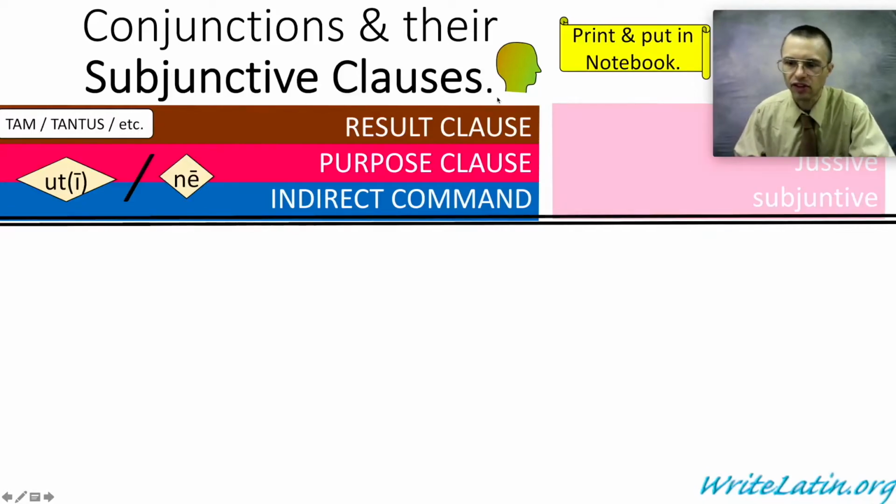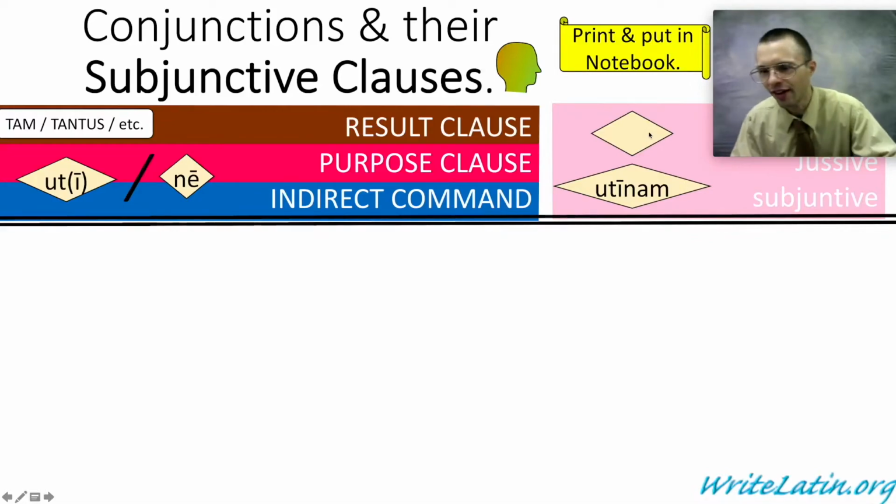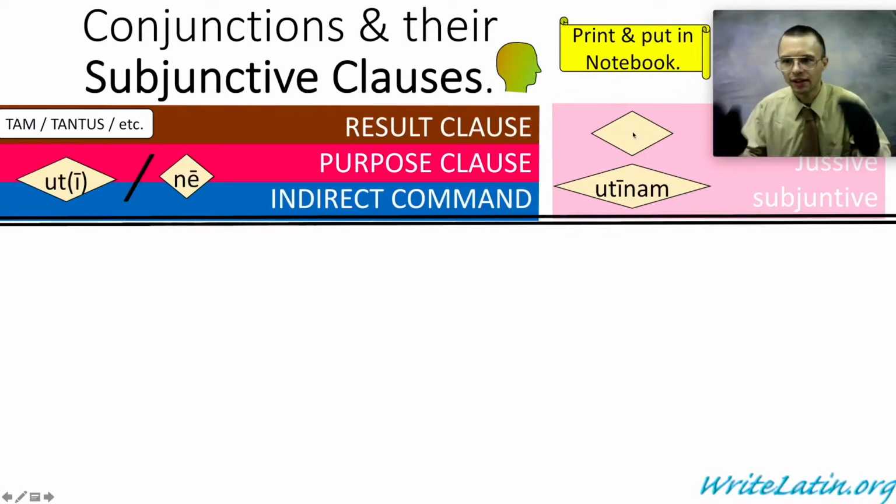Next is the hortatory or jussive subjunctive. This one is unique and strange and fun because it's so easy. It doesn't need a main verb, and it doesn't even need a conjunction like ut. It can just be by itself. So it's let blank happen or may blank happen is the hortatory or jussive subjunctive.